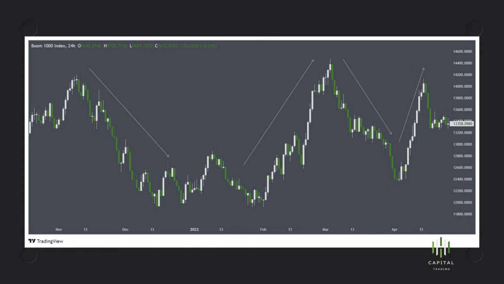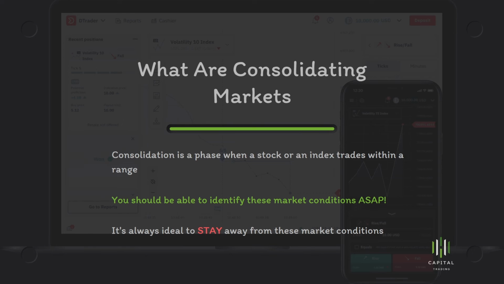So it's always best to identify your market environment so that you know if the instrument that you are trading is trending on the long term or not. So that's it for now with trending markets. Now let's identify consolidating markets.